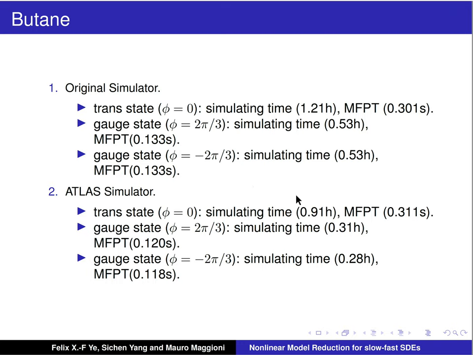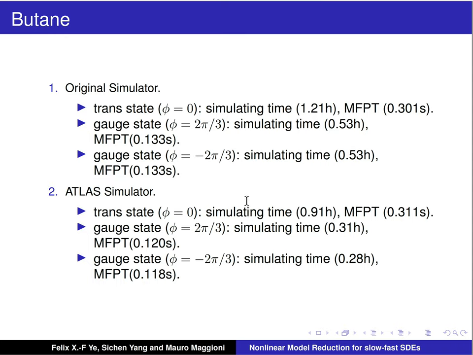It's slightly smaller, but if we look at the quality of our simulator, it's really, really good. It's within 3 to 5% of that, in all trans or gauche state. So that's already been very, very successful for our reduced simulator.